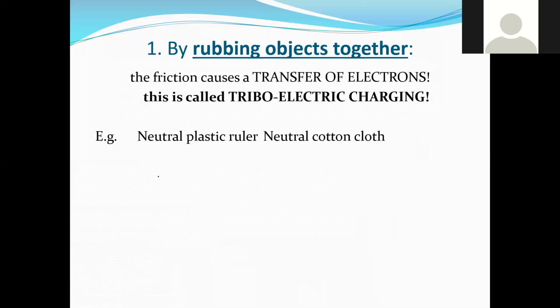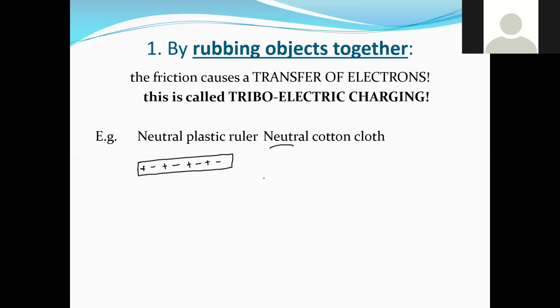So let's take a plastic ruler. Now, if the ruler is neutral, it means that for every positive charge, there is a negative charge. So for every proton, there is an electron. And in my sketch, I'm just symbolizing that situation. For every plus, there's a negative, plus negative, plus negative, plus negative. So that's a neutral ruler.